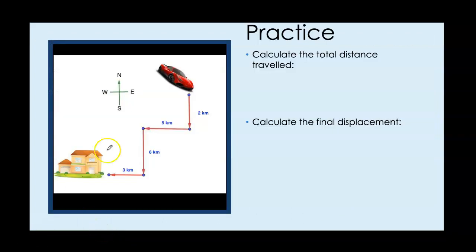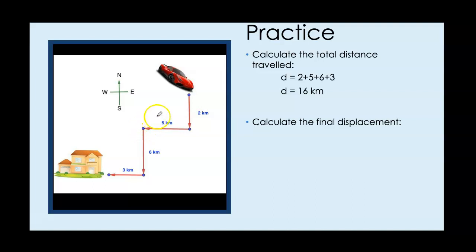Okay, so now let's look at this practice. In this case, we have multiple changes in direction. But again, we're not going to change how we calculate distance. We have a distance here of 2 kilometers, 5 kilometers, 6 kilometers, 3 kilometers. So we're just going to add those together to get our total distance, which is a total distance of 16 kilometers. But to find displacement, we're going to have to use our Pythagorean theorem.